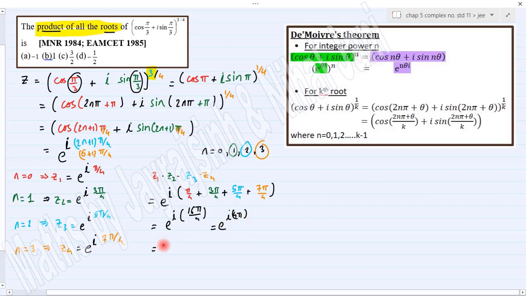Let's expand. You will get cos of 4 pi plus i times sine of 4 pi. Your cos of 4 pi is 1 and sine of 4 pi will be 0. So your final answer is 1, which is given in option B. Ta-da!